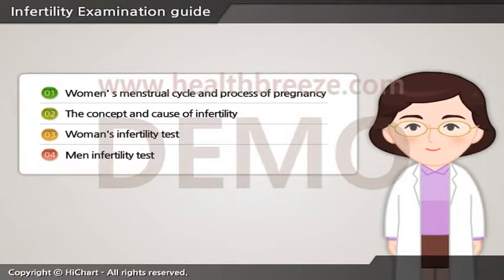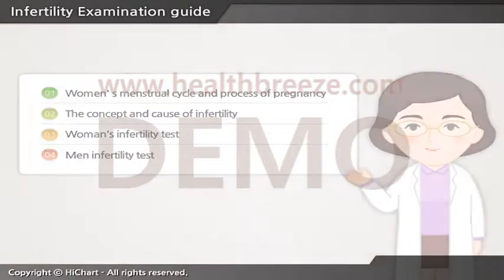Hello, this visual guide was produced to explain the definition of infertility, its cause, types of sterility examination, and its process. Refer to the following information, and please cooperate for a precise examination to be done.